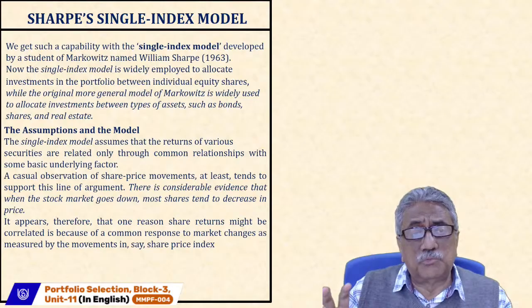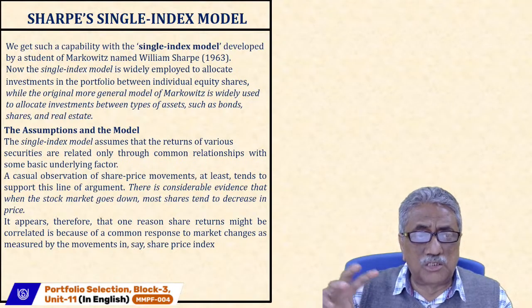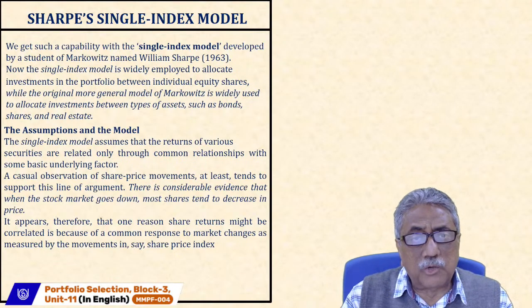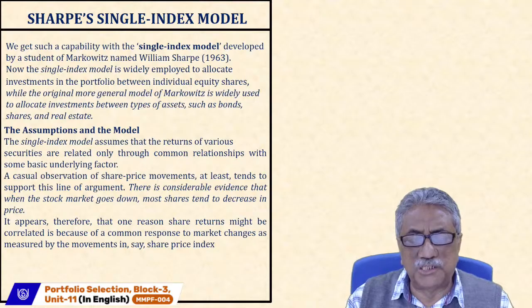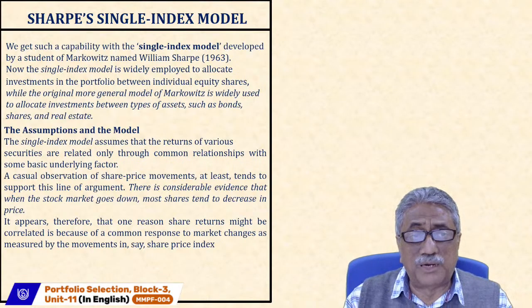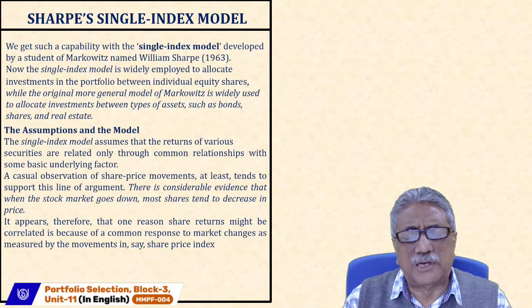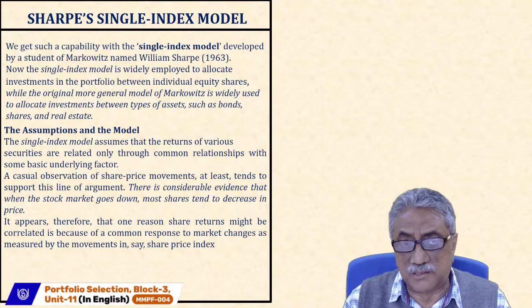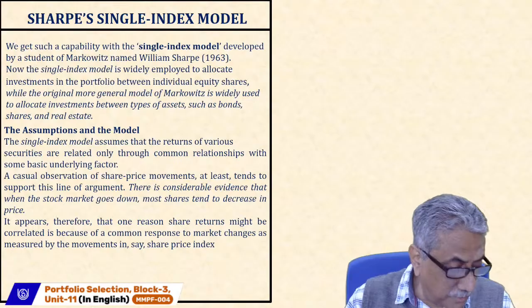While the original, more general model of Markowitz says how much asset allocation I will do in equity, how much in bonds, how much in other things, both the models are working at a different level. Markowitz is widely used to allocate investment between types of assets, such as bonds, shares, real estate, how much to put where, but where to put it, that decision I am now taking from the single index model. I don't have to calculate 20,000 variants. I can do it in a much simpler way. That model has been designed by William Sharpe.